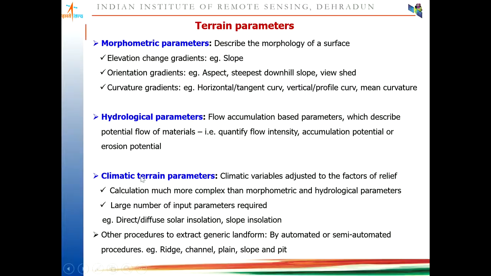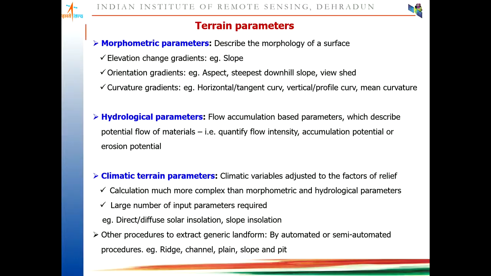The third group is the climatic terrain parameters. The DEM gives you an idea about the direction of solar insolation: which aspect of your topography will receive more solar energy, so that vegetation and other crops will do better, or which side you will get better solar radiation, since solar radiation is important for vegetation growth.